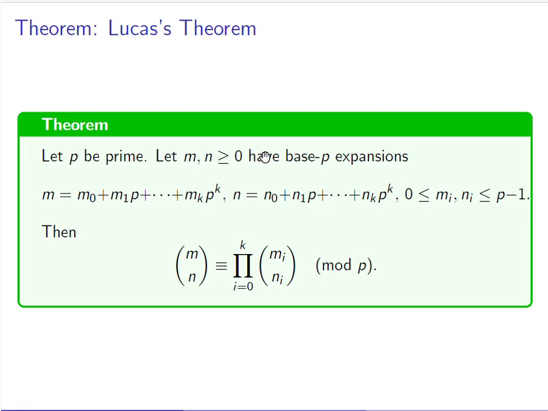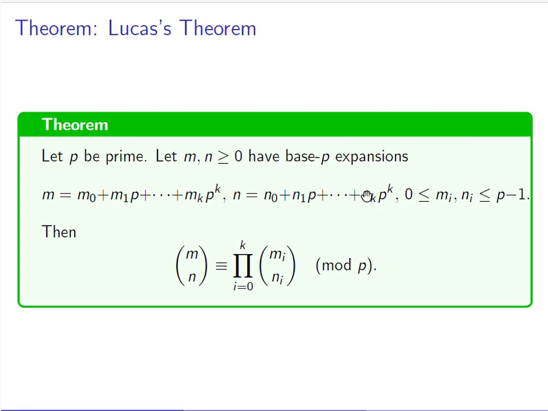Okay, so now we are back to our theorem. Let's now try to prove this theorem. So we have, let p be a prime, and m and n greater than or equal to 0 have base p expansions. Again, this is a base p expansion of m, and then this is the base p expansion of n. Here we're not putting any conditions, except that m_i and n_i are greater than or equal to 0 and less than or equal to p minus 1. We're not insisting that the highest number m_k here is non-zero and this is non-zero.